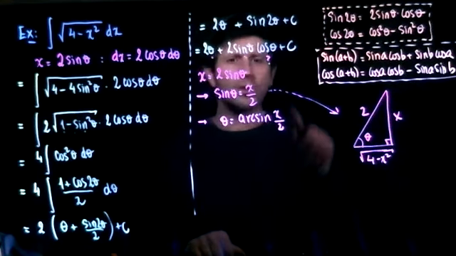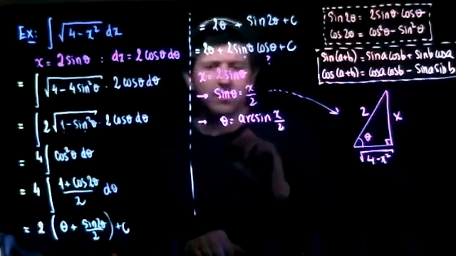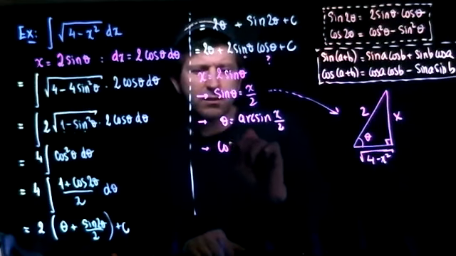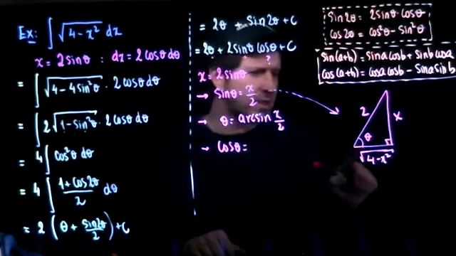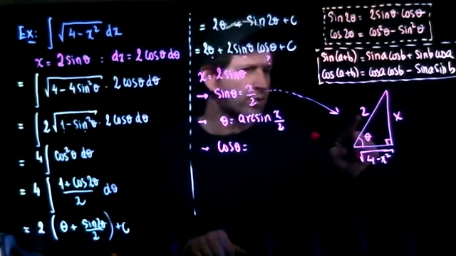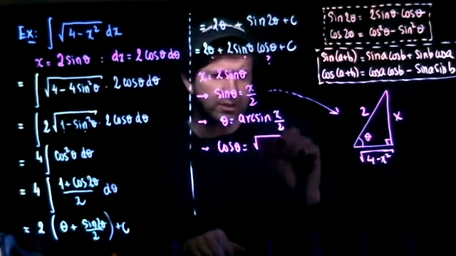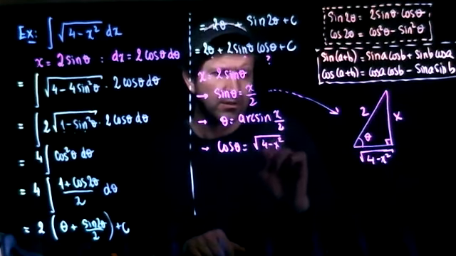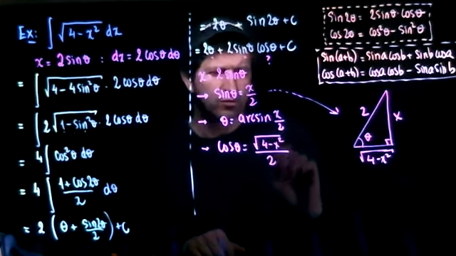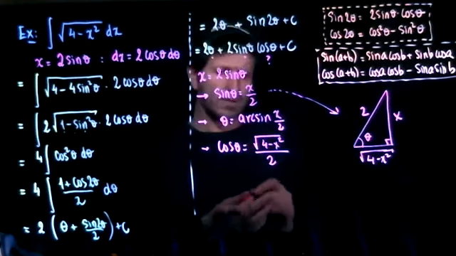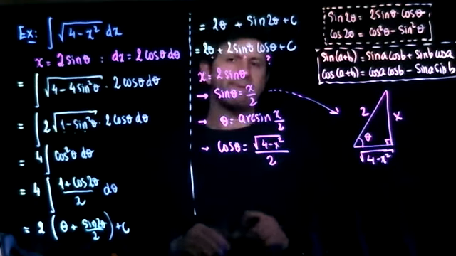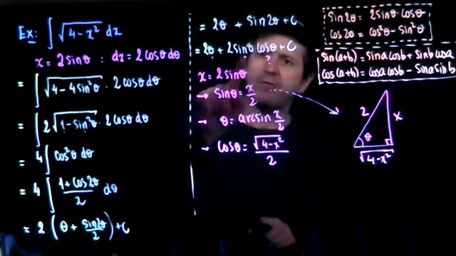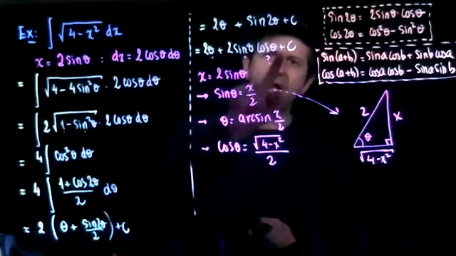Okay, and what were we looking for? We're looking for the cosine. So the cosine is adjacent over hypotenuse. So adjacent, root 4 minus x squared, over hypotenuse 2. And now I have everything. I have my theta, I have my sine theta, and I have my cos theta.